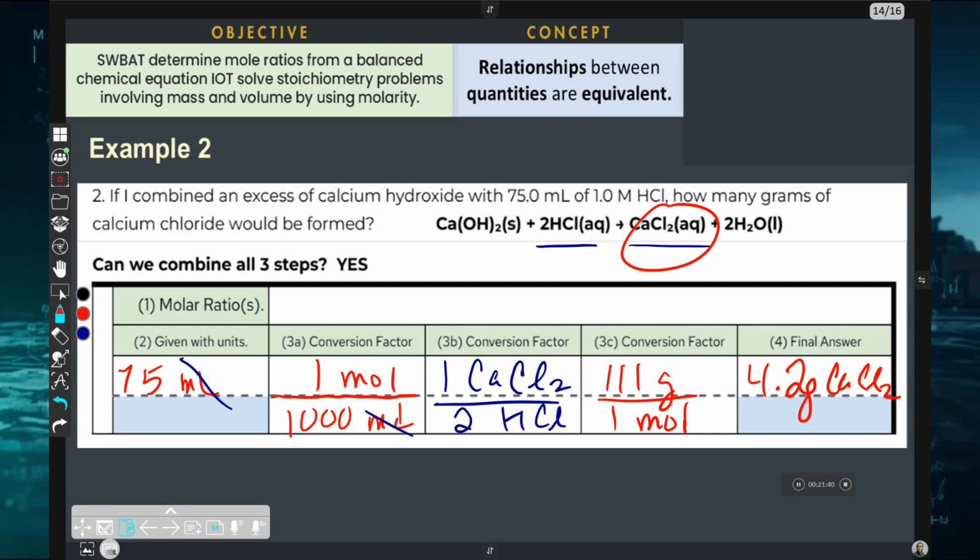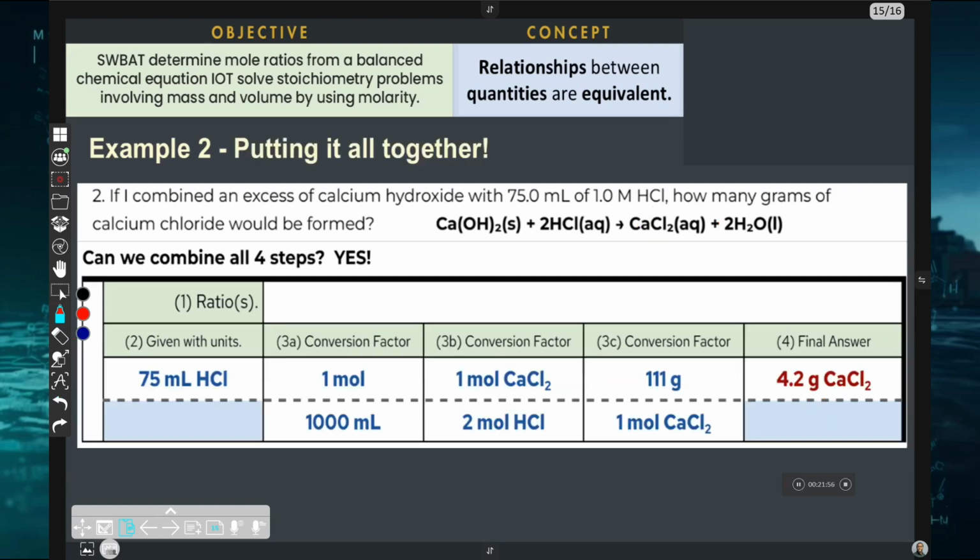Fantastic. Good job if you stuck with me all the way to the end. So you can take all these steps and do them together. And of course, here's the cleaned up version for you to look at and gaze your eyes upon. Doesn't it look beautiful? Probably not. You're like, why does he think stoichiometry looks beautiful? But pause the video and correct your work as you need.